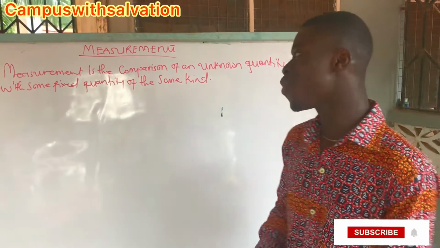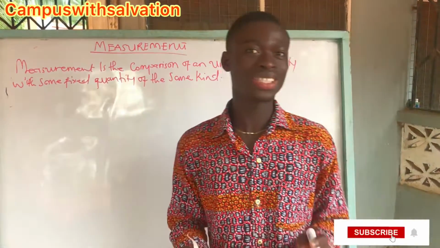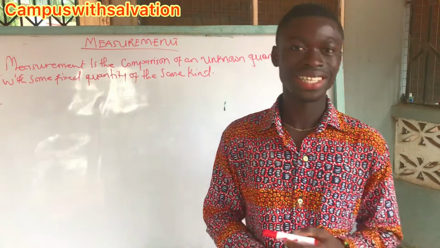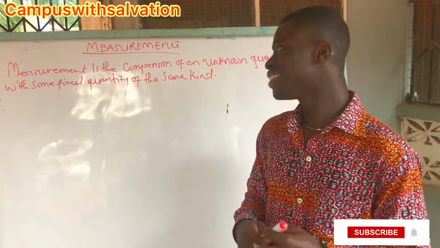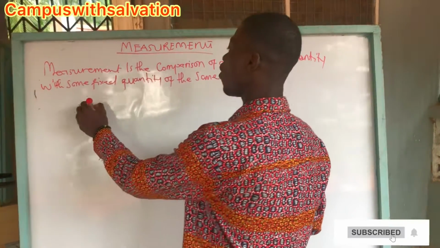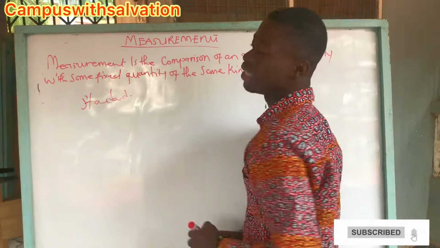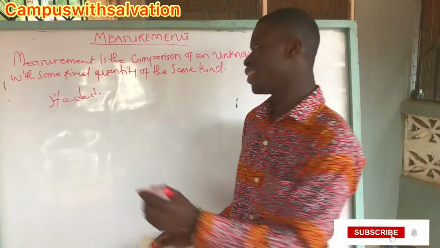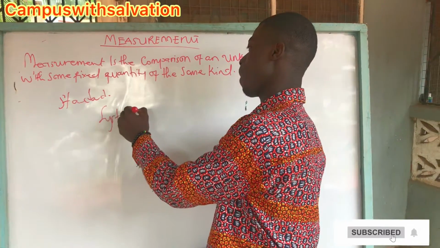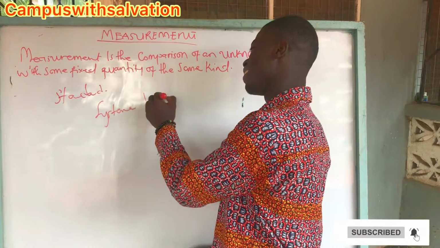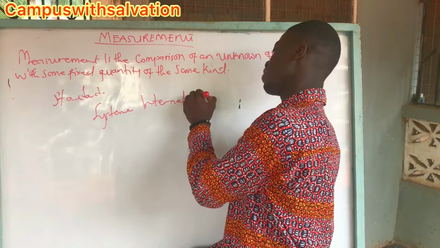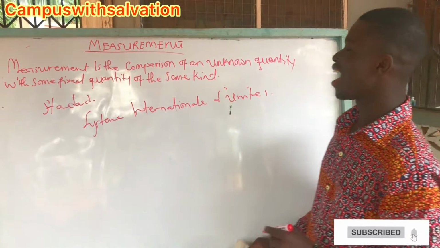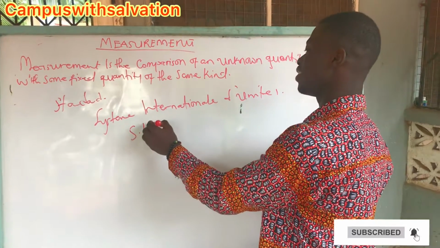I know some years ago there wasn't a standard unit for measurements. So what happened was that there were cheats in our economy, and since then we have a standard unit for all measurements in the world. That's the SI unit, which is Système International d'Unités. That's the full meaning of SI units.